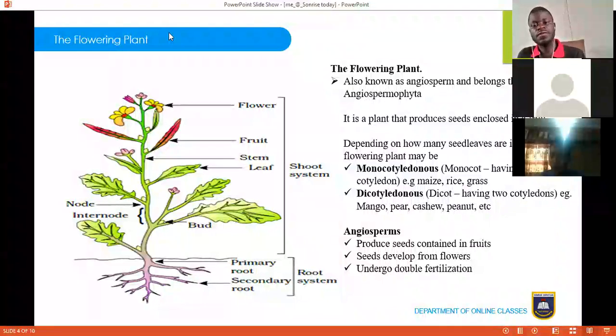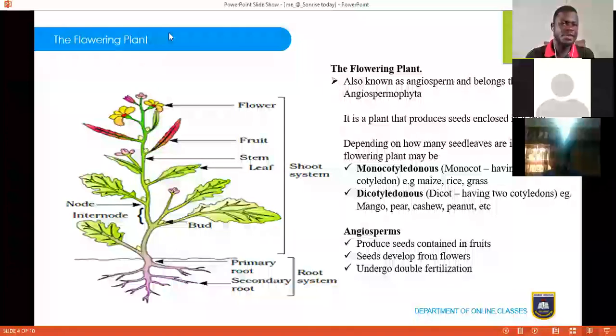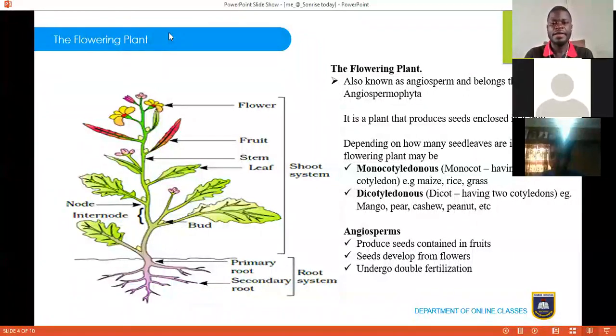Now, examples of monocots are maize, rice, wheat, oats, and all the other plants within the grass family, or all the plants that look like grasses are basically monocots. Examples of dicots, on the other hand, are mango, pear, cashew, neem, and most of the non-grass-like plants that we see around. All right. Now, what are the general characteristics of angiosperms?